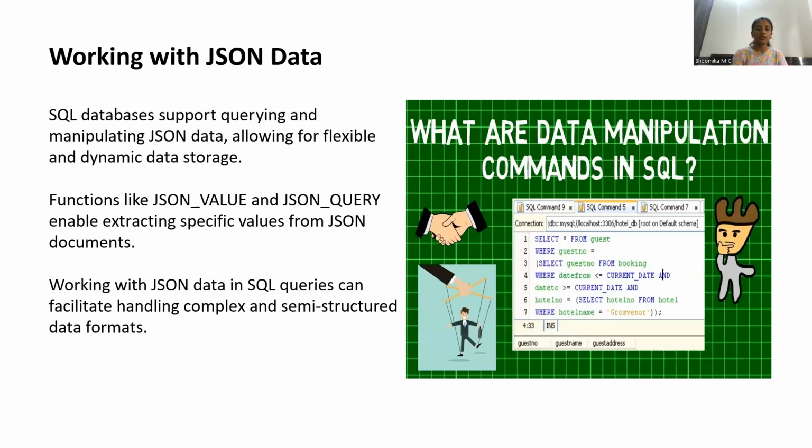Working with JSON data. SQL databases support querying and manipulating JSON data, allowing for flexibility and dynamic data storage. Functions like JSON_VALUE and JSON_QUERY enable extracting specific values from JSON documents. Working with JSON data in SQL queries can facilitate handling complex and semi-structured data formats.